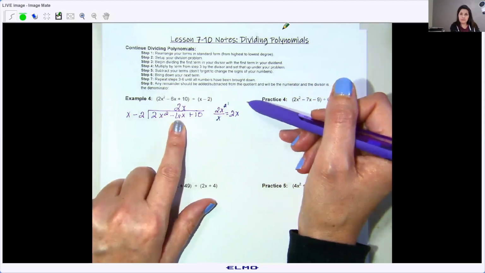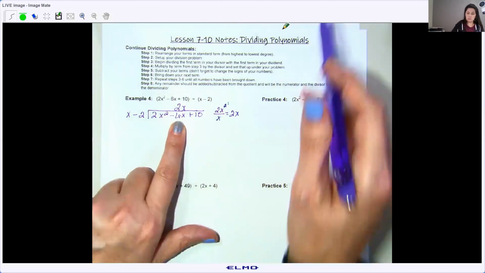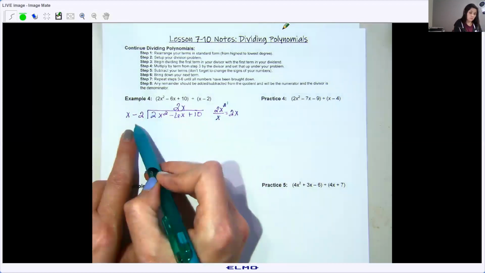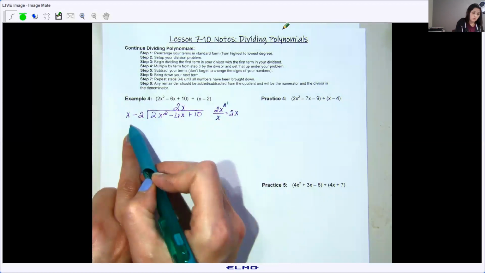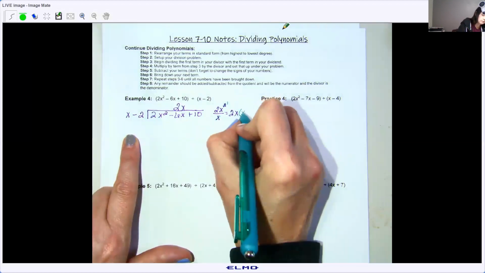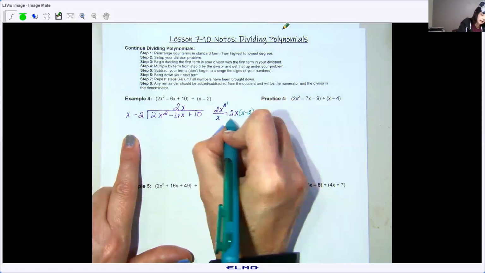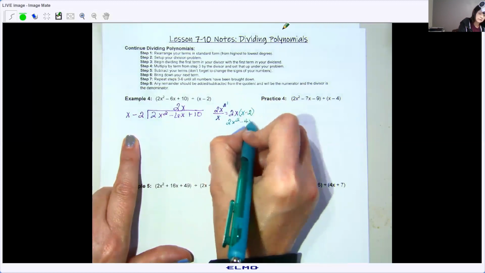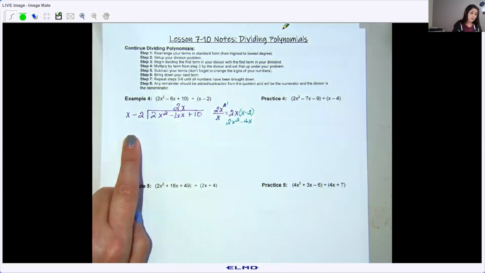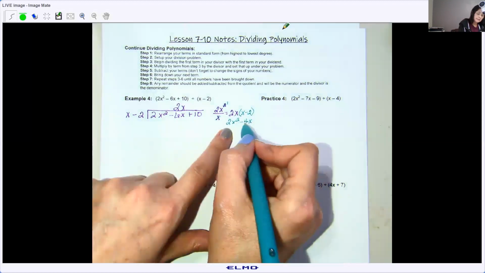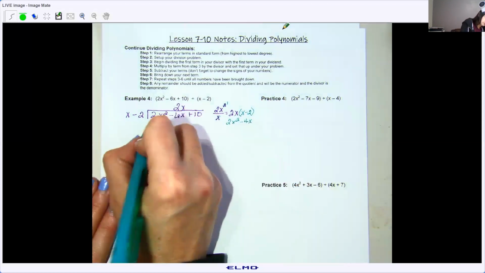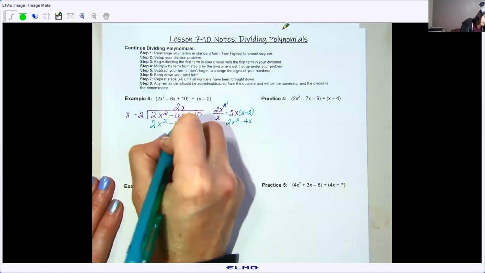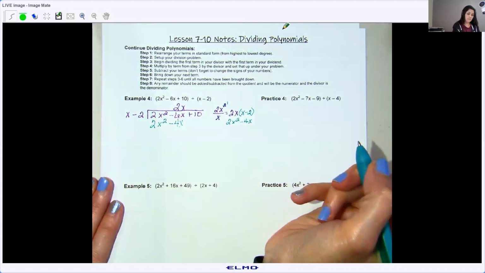Okay, so that was step 1, divide. Step 2 is to multiply. What that means is that we're going to multiply this term times this term. So 2x times x minus 2. So I'm just going to write that there. And I get 2x squared minus 4x. Okay, so I take this and I place it here. 2x squared minus 4x.